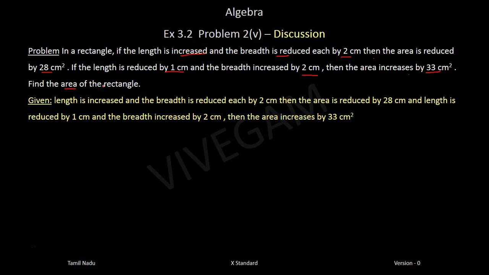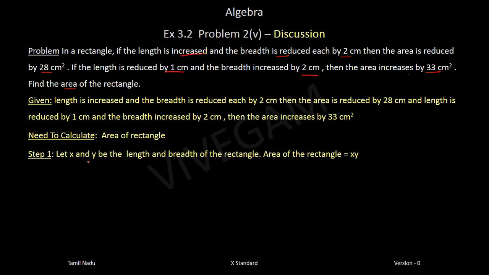Okay, so given, I have to write the same thing, otherwise I'll be writing the equation. The length is increased and the breadth is reduced, and so on. You can go through that. This is what is basically given, right? We are asked to calculate the area of the rectangle. So first step, let x and y be the length and the breadth of the rectangle. And what is the area of the rectangle? x into y, xy.